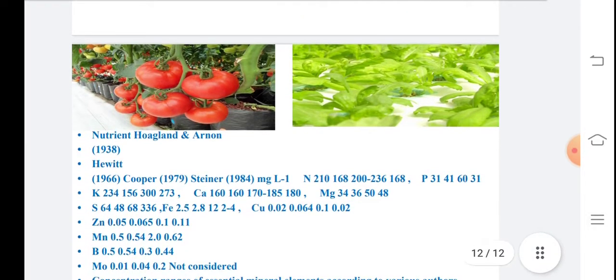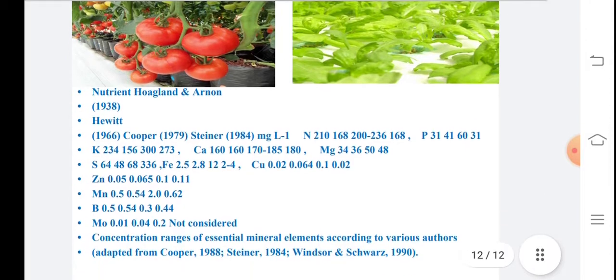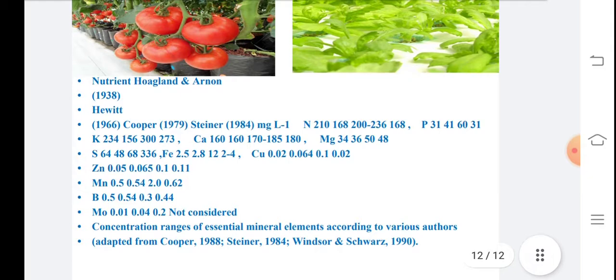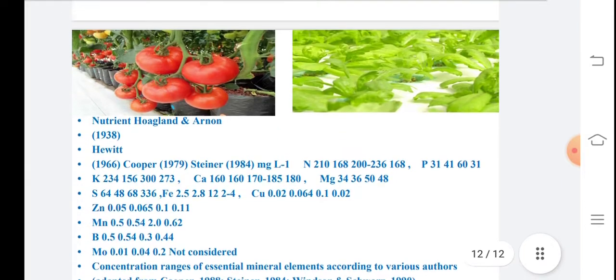So here you observe the photographs of the tomato and the other nutrients. They are to be studied as per the different levels of concentration ranges of essential mineral nutrients according to the various authors. So all these records are considered for our study.